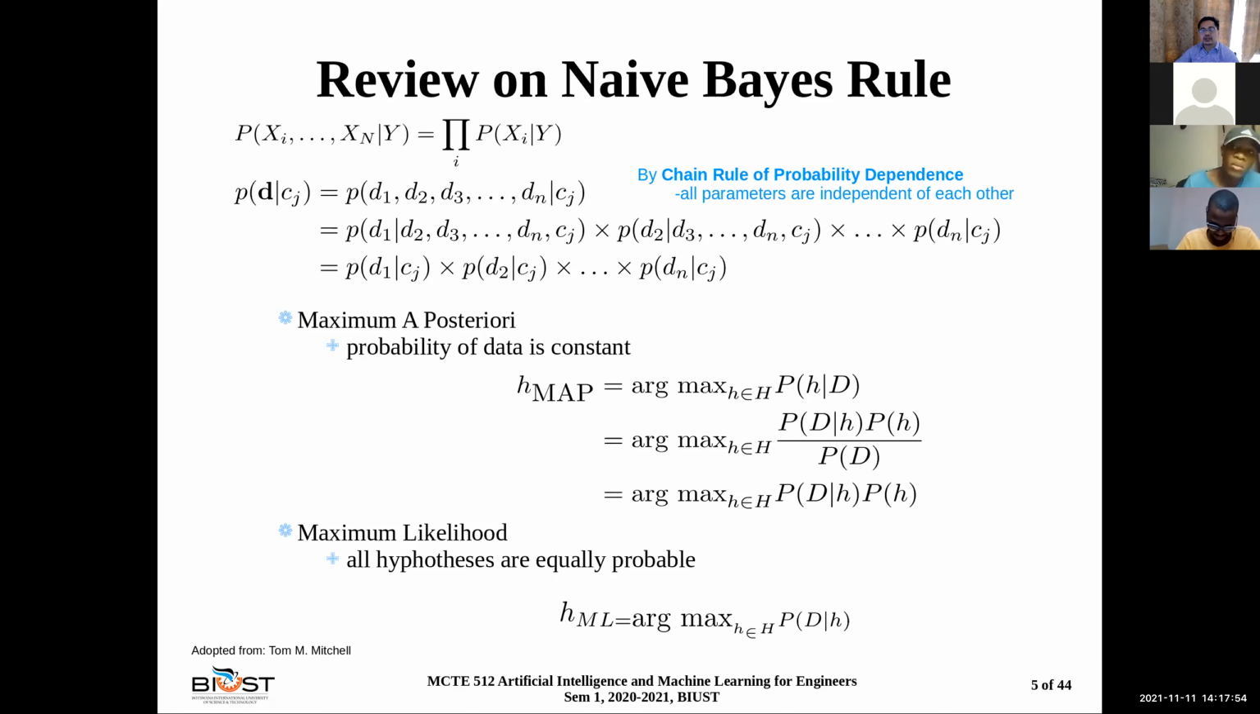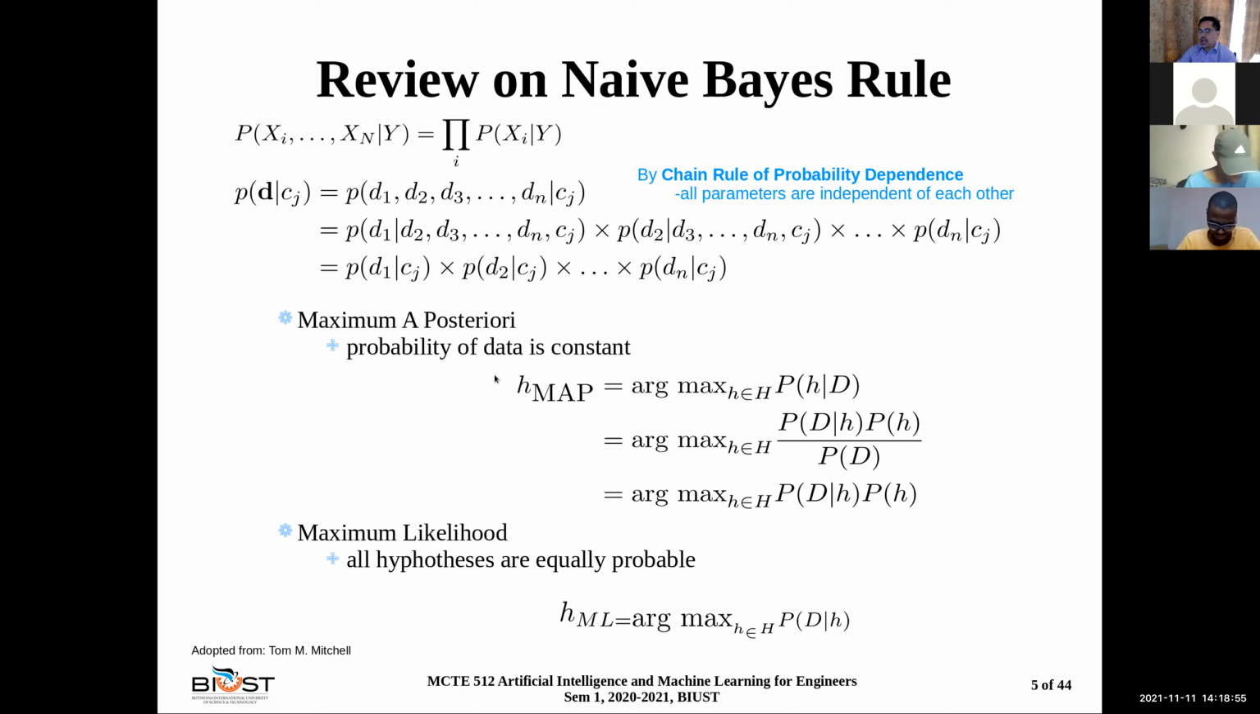So naive Bayes is an estimate of the Bayes rule. Critical to this estimate is the idea of probability dependence of an event. All events dependent on one event can be rewritten in terms of the chain rule of probability. We write it in this way: each event is dependent on the rest of the other events, multiplied by the next event dependent on the rest of the other events, and so on, until we make the assumption that each event is independent of each other. And so the dependence can be removed, such that each parameter D1 is now dependent on the given output, or the given choice of class CJ, and so on.